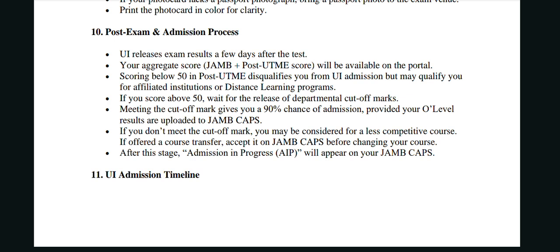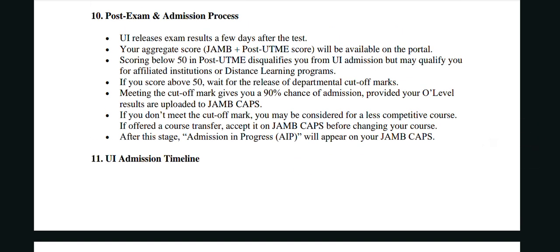So when the result is being released, you see your aggregate alongside your result. I've explained earlier, if you score below 15 post-UTME, you are automatically disqualified from the regular admission. But you can apply for distance learning program or affiliate colleges. But if you score below 50, you are no longer eligible for the regular degree admission. So explanation about that will be in the video where I explain cutoff marks and all that.